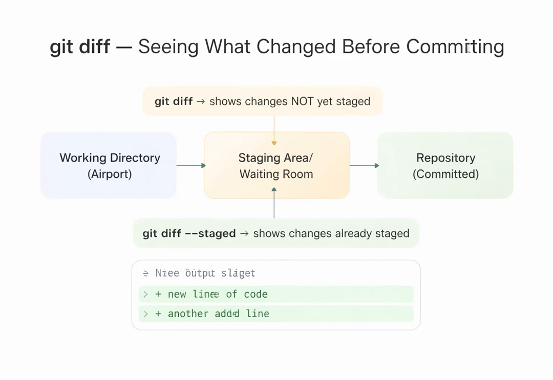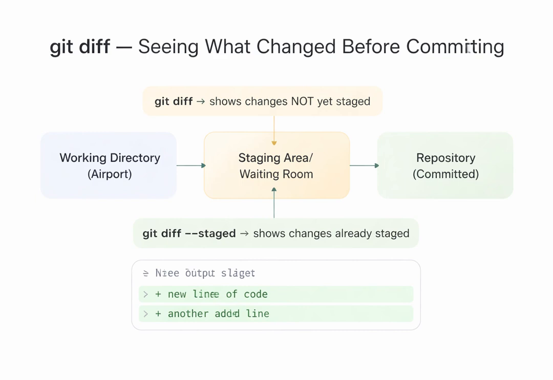Now, here's a really useful command, git diff. The instructor uses a great analogy here. Think of your files as passengers at an airport. The working directory is the airport itself, the staging area is the waiting room, and the repository is the plane. Once you're on, you're committed.